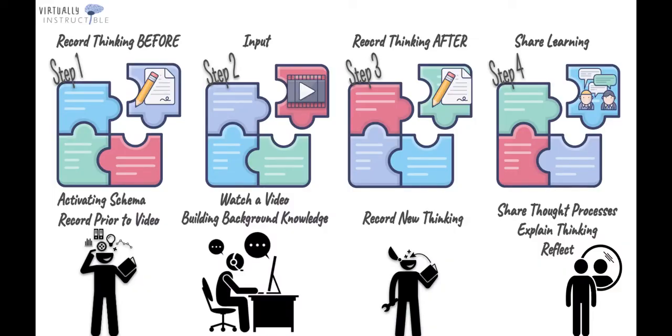Here's how it works. Step one is activating schema and recording background knowledge prior to a video or a text. These lessons that I created were for during distance learning, so it was mostly a video, sometimes a text. Doesn't matter. Whatever the input is that's going to help build their background knowledge. Before the video or text, you have them record what they already know.